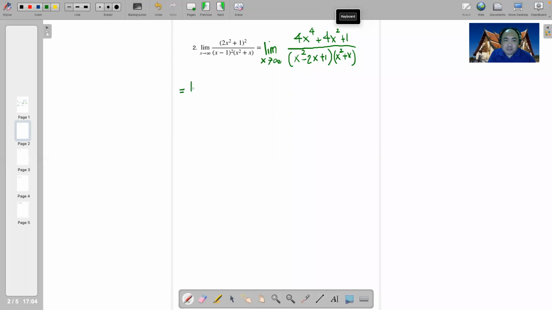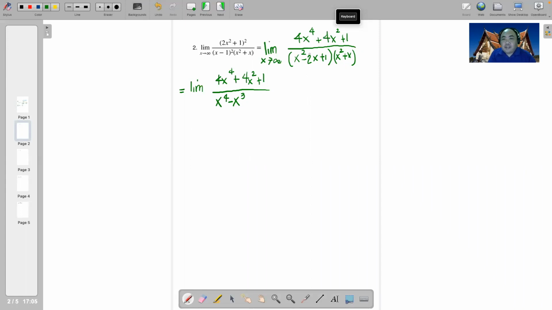So we just continue. Be patient, right? So we copy the numerator, 4x to the fourth plus 4x squared plus 1 divided by, and then we do the expansion. This is x to the fourth minus x cubed. Where do we get the minus x cubed? Well, that's x squared times x, that's positive x cubed, and negative 2x times x squared, that's negative 2x cubed. So positive x cubed minus 2x cubed gives you negative x cubed.